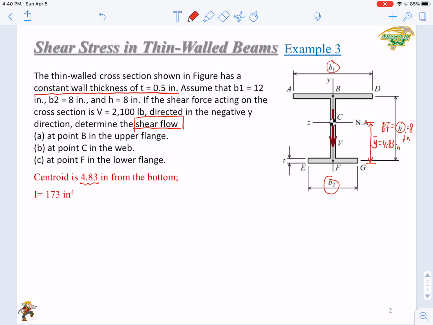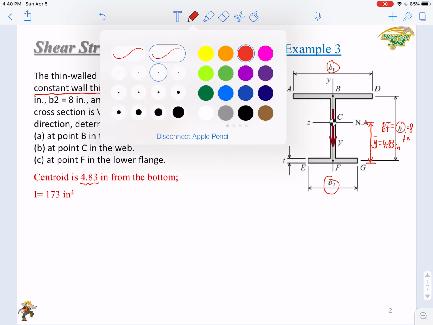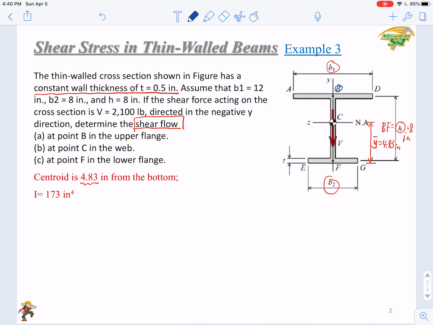First of all, let's look at point B. Point B is here. At point B, we need to calculate the Q value, right? Since V is known and I has been calculated, we only need Q. So what is QB? We need to cut the area. To calculate the shear flow at point B, we just cut it from here, and we get this area.